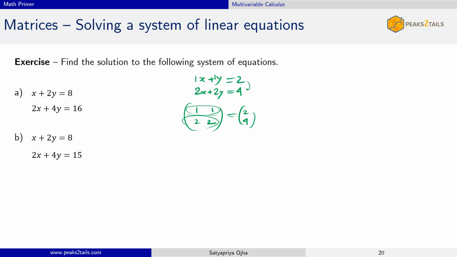But since effectively there is only one equation, it's not two independent equations. One is dependent on the other. They are replicating each other. Question to you: do you think you will have no solution or infinitely many solutions? No solutions or infinitely many solutions for these two? Many solutions, right? Because these are effectively only one equation.